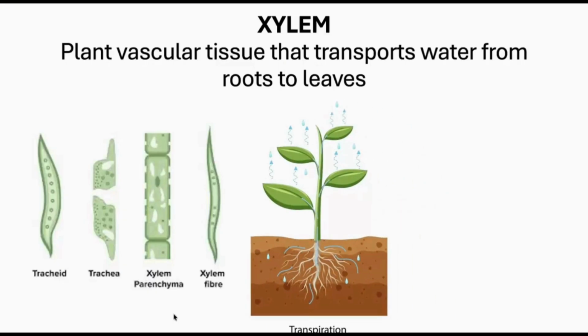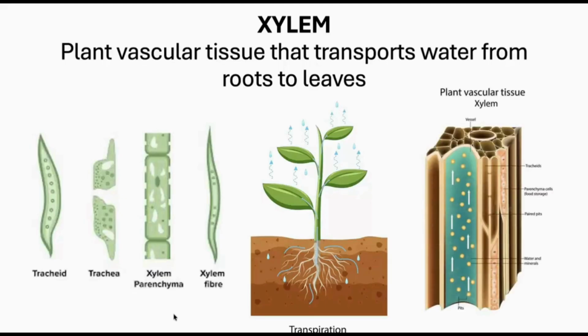As we all know, transpiration means loss of water from the leaves. So once the water vapor is lost from the leaf surface through stomata, the water from the soil is pushed up to the leaves. And it is carried with the xylem vessel from the root to the top of the leaf.